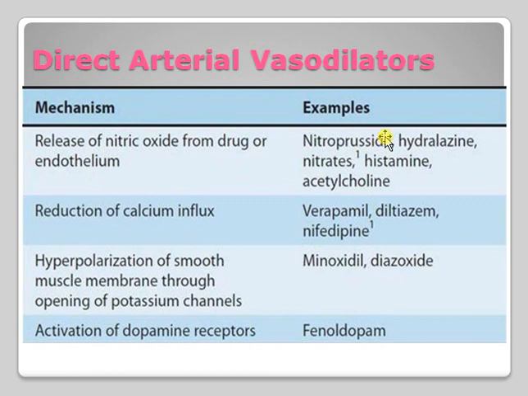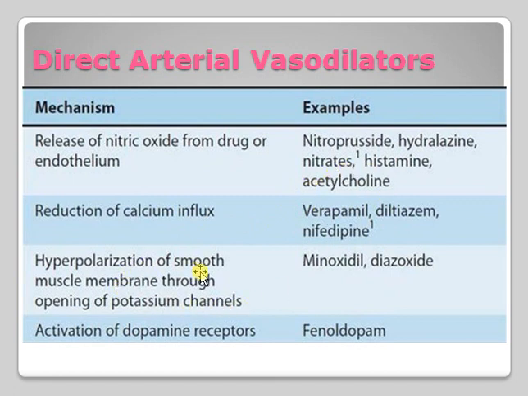The examples of drugs are nitroprusside, hydralazine, nitrate, histamine, and acetylcholine. So they directly produce a vasodilatory effect, which can minimize hypertensive complications. The next mechanism is reduction in calcium influx. If calcium influx is reduced, there will be relaxation, that means contraction gets inhibited. Again, the examples are mentioned here.